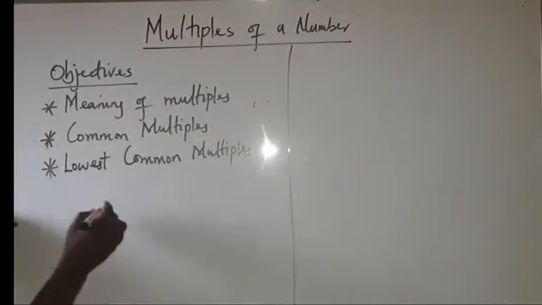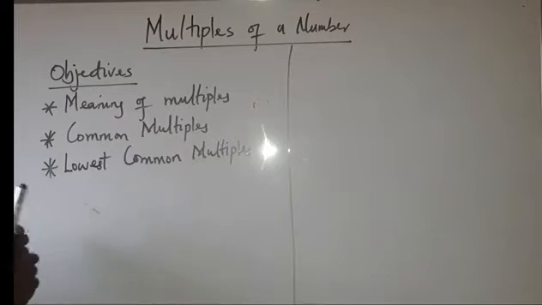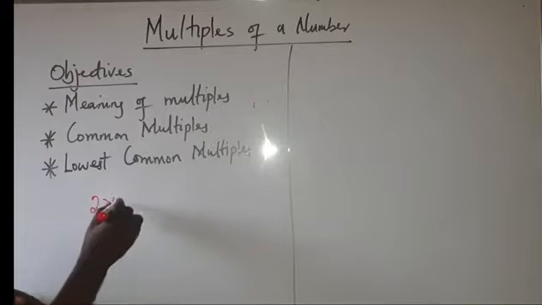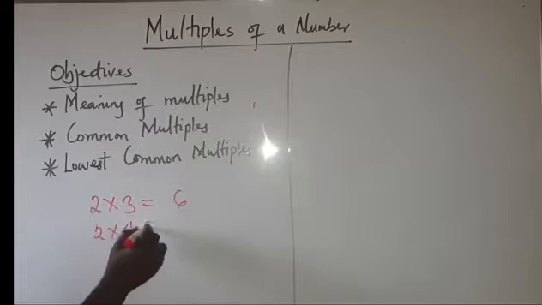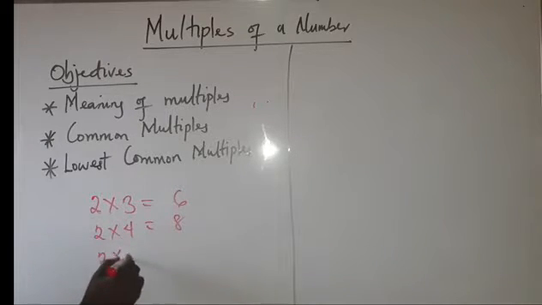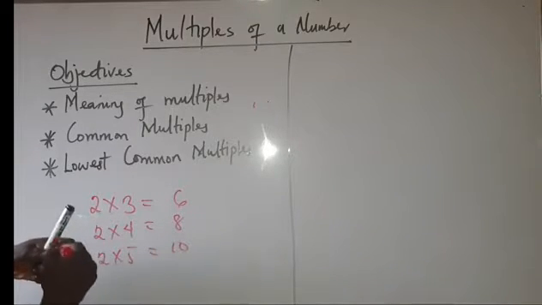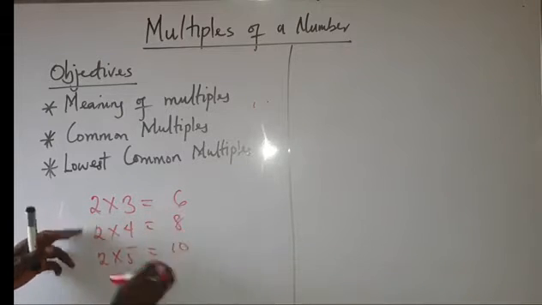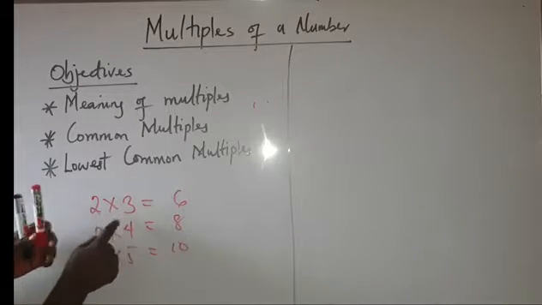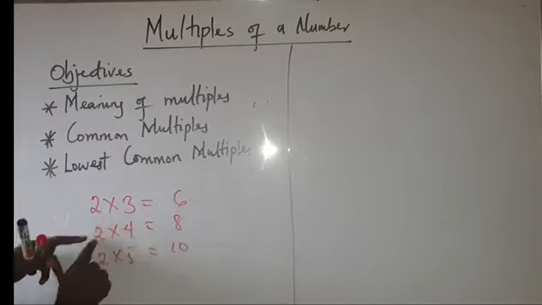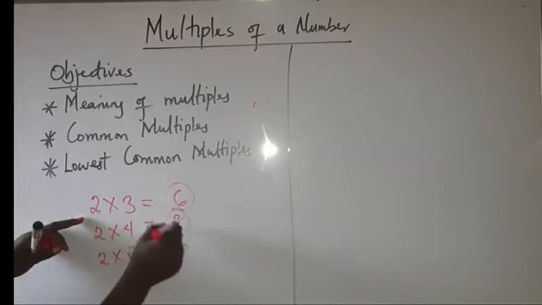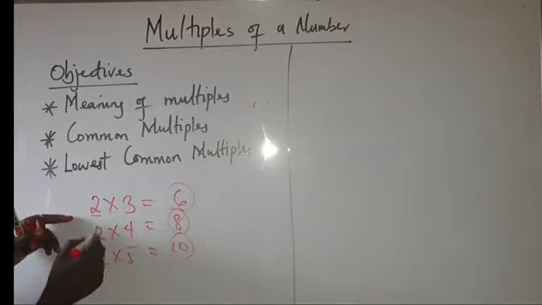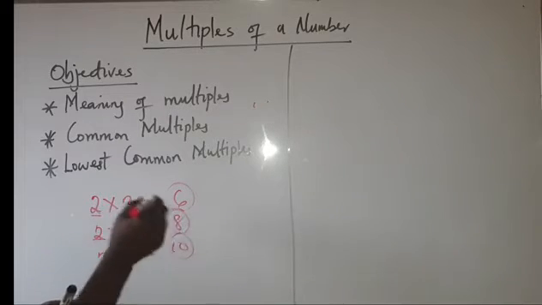So this is it. We have 2 multiplied by 3, that gives us 6. 2 multiplied by 4, that gives us 8. 2 multiplied by 5, that gives us 10. Now, what we are saying is that you can see that I've multiplied two numbers together and I got 6, 8, 10. I multiplied 2 by 3, 2 by 4, 2 by 5. So what this is saying is that these 6, 8, 10 are multiples of what? 2. And at the same time, they are also multiples of what?